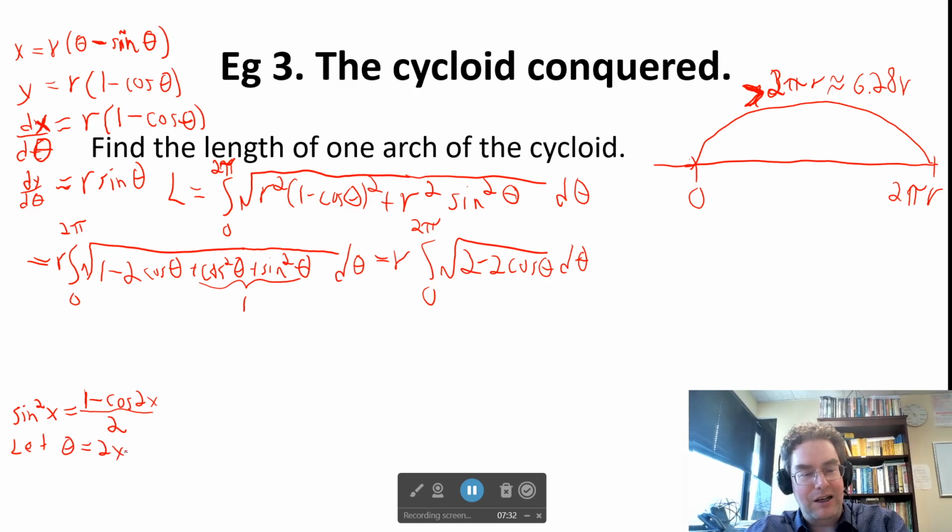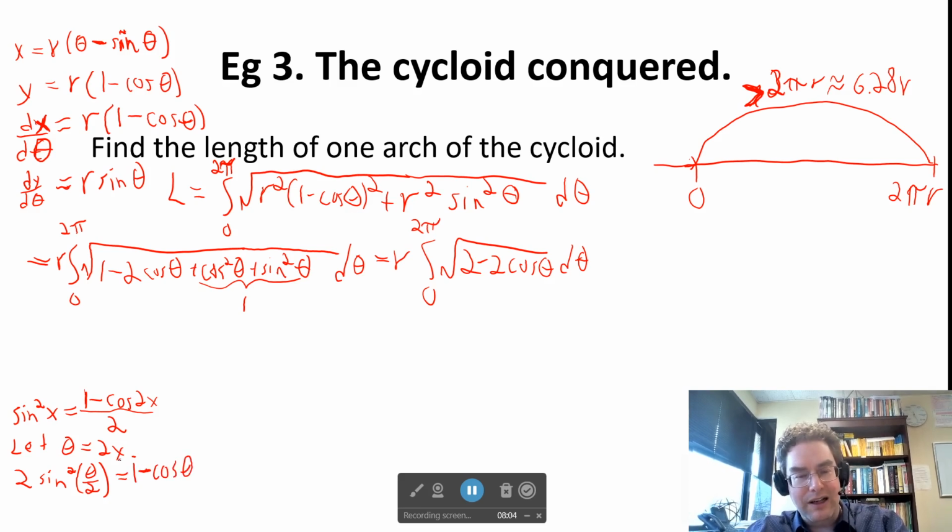So we then end up with 2 sine squared of theta over 2. I multiplied the 2 from the denominator over to the other side. Right, because there we're replacing x, and x is theta over 2. And then that is going to equal 1 minus cosine theta.